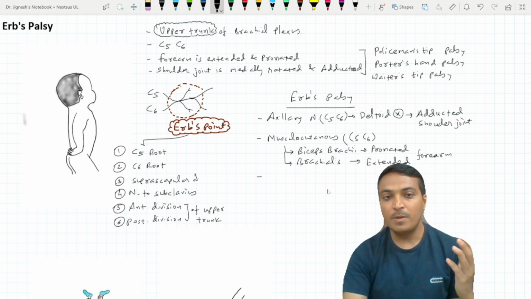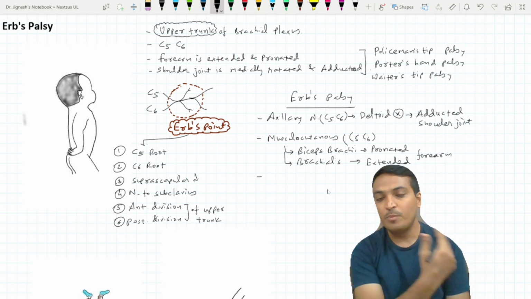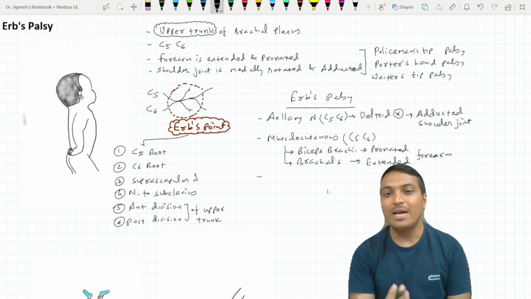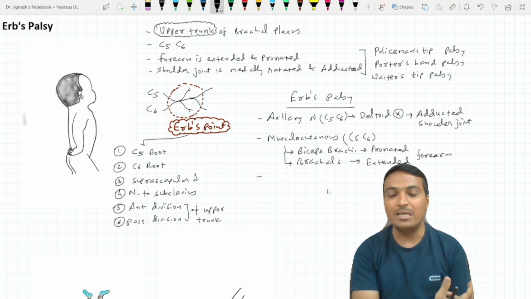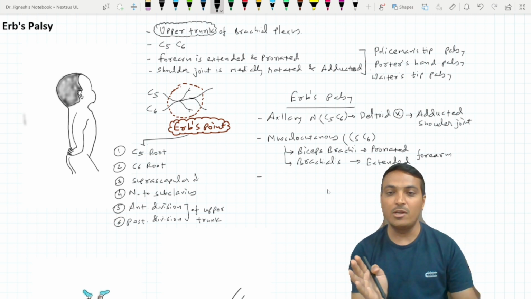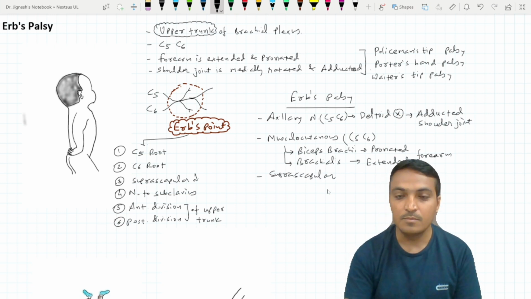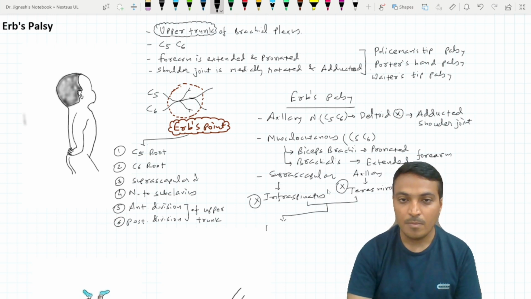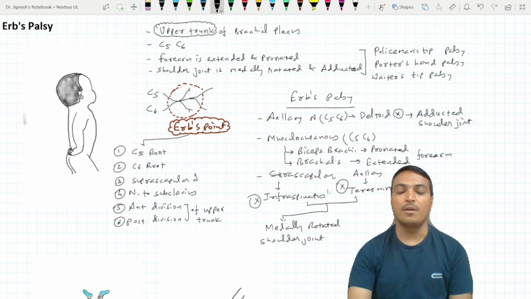The injury to the suprascapular nerve will lead to the paralysis of the infraspinatus and supraspinatus, and the injury to the axillary nerve will lead to the paralysis of the teres minor muscle also. So the teres minor and the infraspinatus are both typically responsible for the lateral rotation of the shoulder joint, but when these muscles are paralyzed, it will lead to a medially rotated shoulder joint. So this is the explanation why the symptoms of Erb's palsy occur.